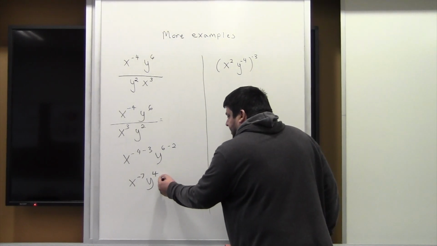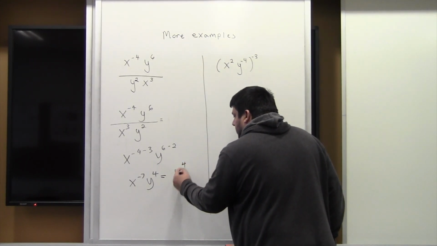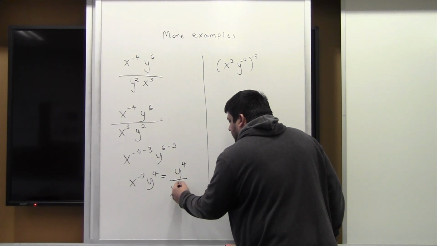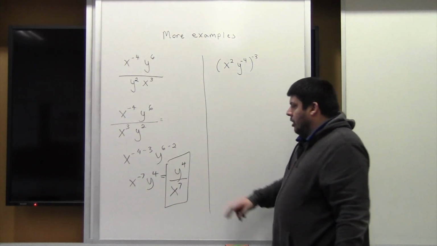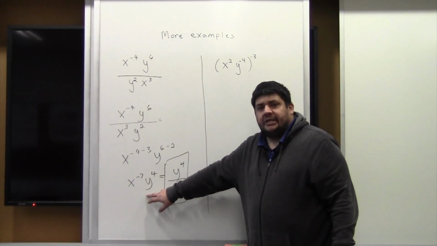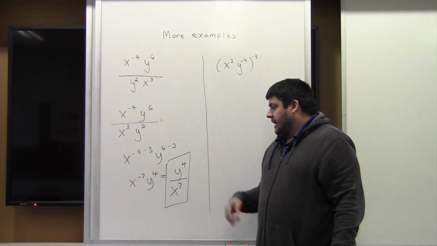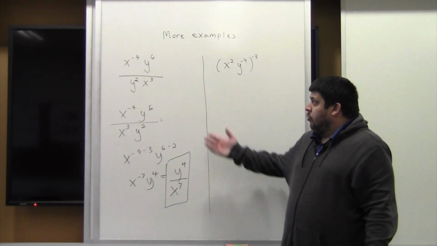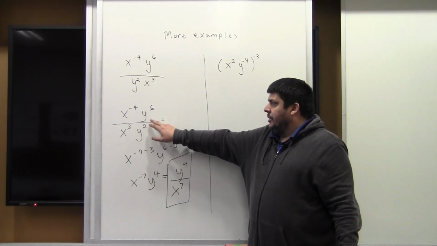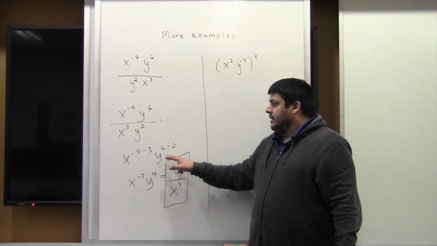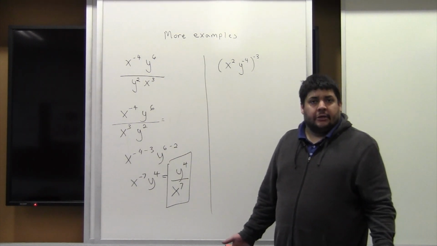So finally the answer is y to the 4th over x to the 7th. Notice I just brought this down here and made these 7 positive. So what we've done is we've taken something that looks a little more complicated, broke it down into simpler examples, and then just solved it like we did earlier.